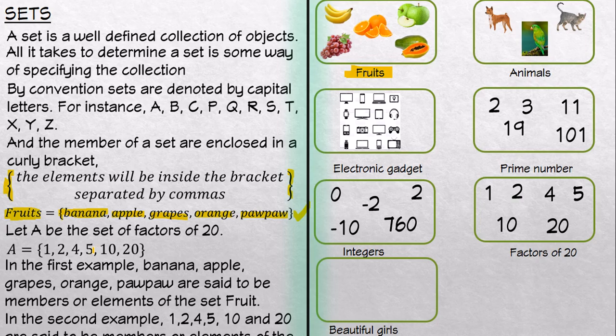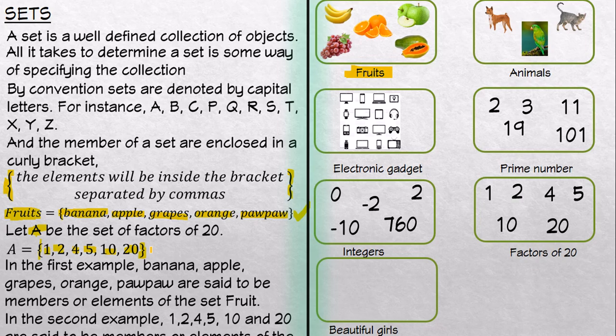So if we let A be the set of factors of 20, then we can write the set as follows: we open the curly bracket, then we have 1, 2, 4, 5, 10, and 20, all of them separated by commas. Then after we are done, we close our curly bracket.